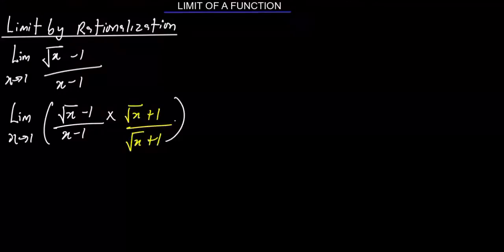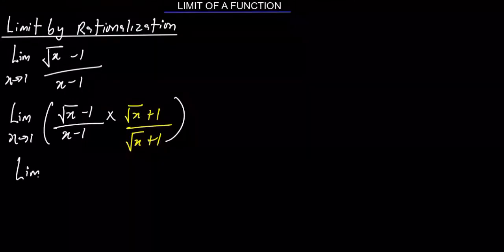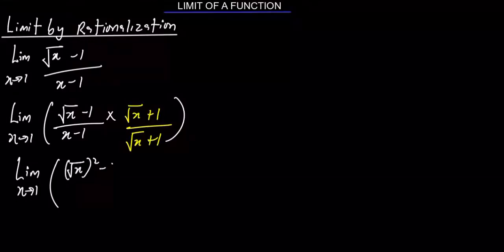Now, this is what I have. Then what happens? If I multiply out, this and this will give me something like this: square root of x square minus 1 square, because if you multiply out, this is what you will get, all over x minus 1, then square root of x plus 1.